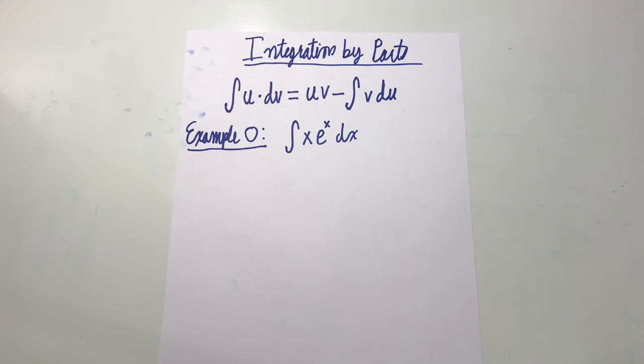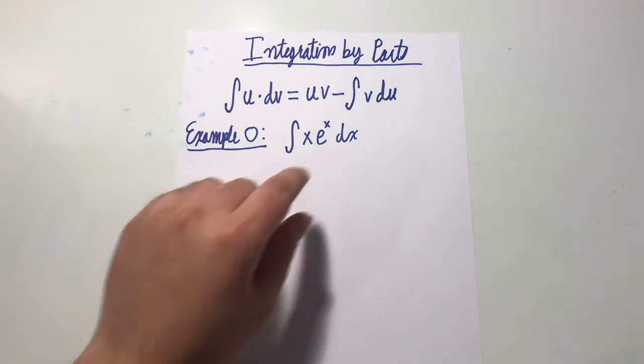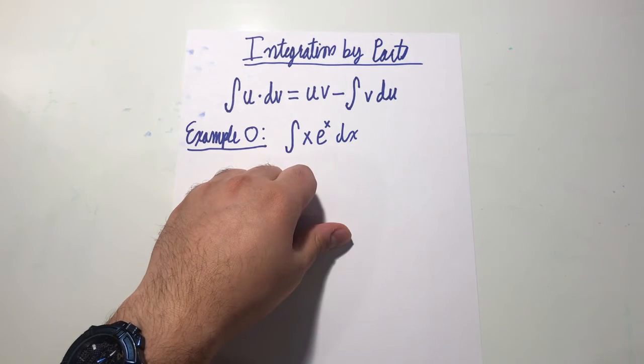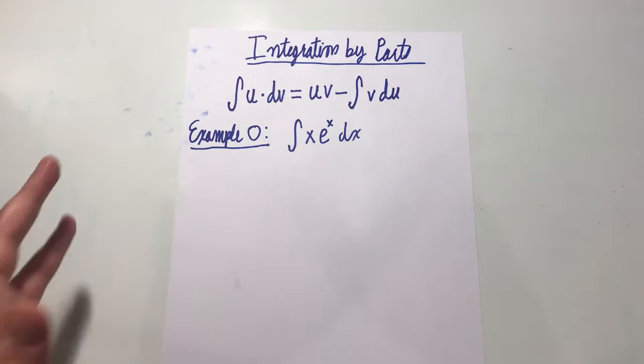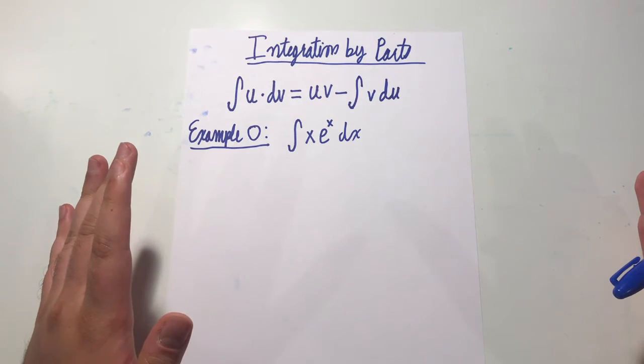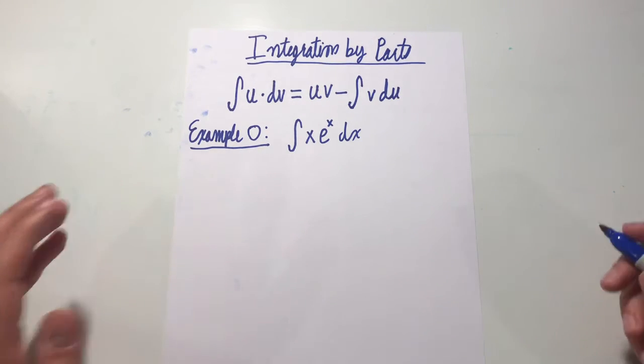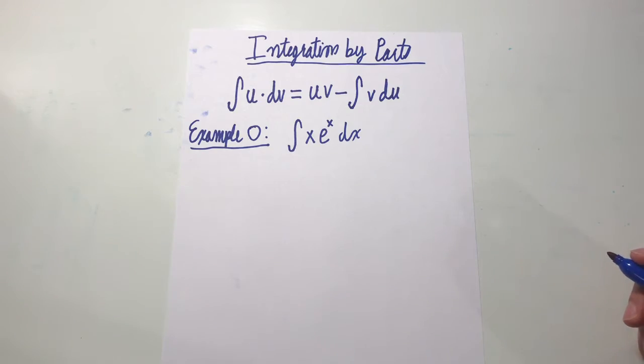So what do we have here? We have the integral of x times e to the x dx. Our first step is to assign something to be u and something to be dv. I'll go over in a little bit after example 0 how you really determine what should be u and what should be dv, because that is the most difficult part of this process. But let's just talk about the computation first.